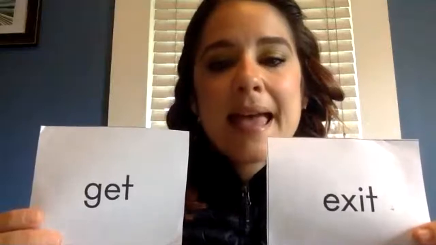What do we notice about these two words? We have the word get and exit. G, e, t. What do we notice about get? I notice that just like the last two words, the vowel is in the middle of the 3 letters. Get has 3 letters and the vowel is in the middle. What do we notice about exit? Exit, exit.